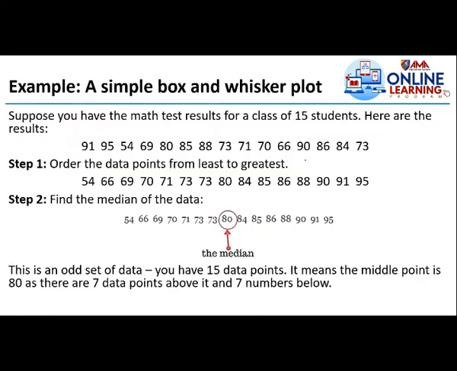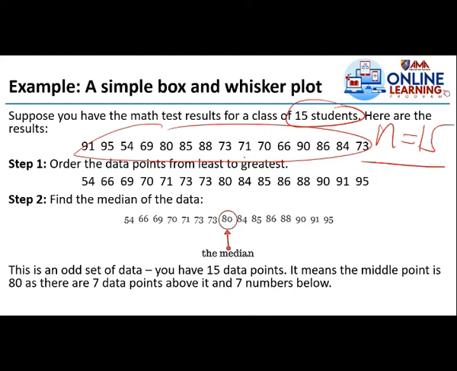Now, let's have an example. A simple box and whisker plot. There are test results of 15 students. So these are all 15. So you have an idea that your N is 15. This is the population of your data. Then you order this from least to greatest. So here it is. Then identify the median.